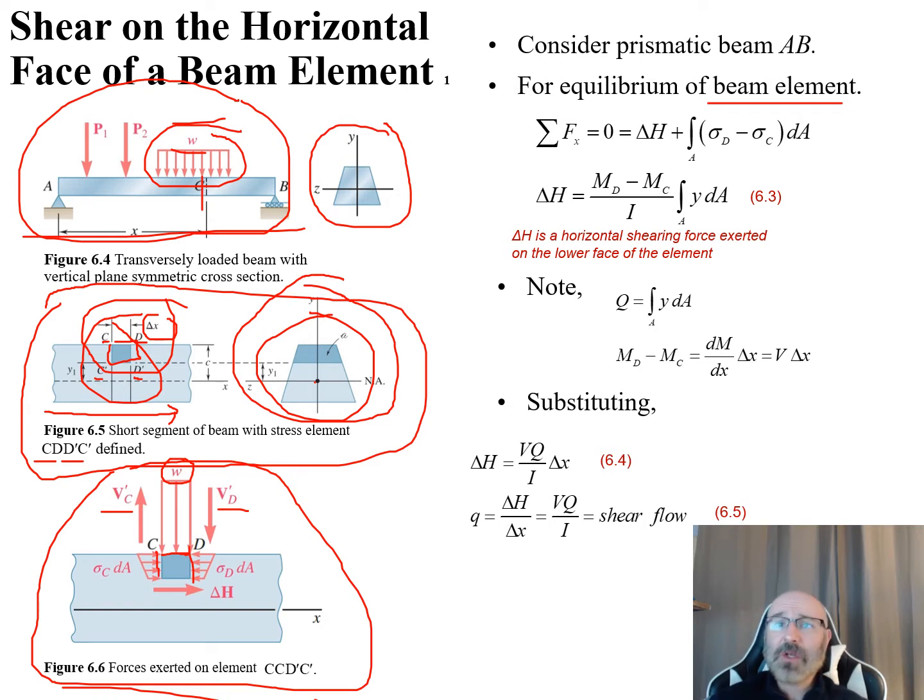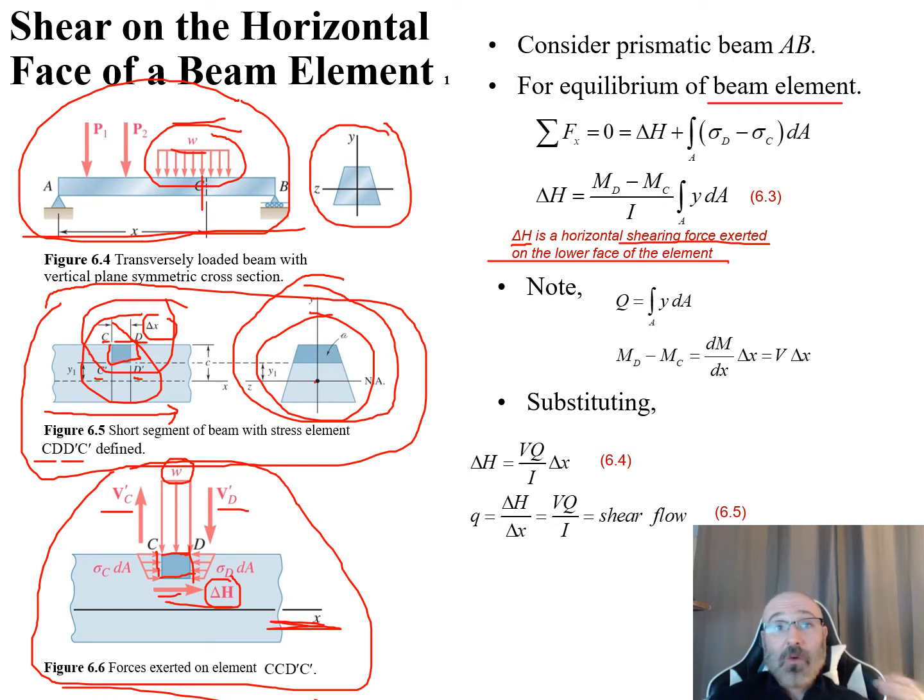And the next thing that we note right here is this delta H. It's moving along in our X direction. Well, what is our delta H? Let's come up here for a second. Our delta H is this horizontal shearing force that's exerted on the lower face of the element. So that's exactly what we have right here. That's the lower face of the element. So this is our horizontal shearing force, our delta H. And again, note this is acting in the X direction.